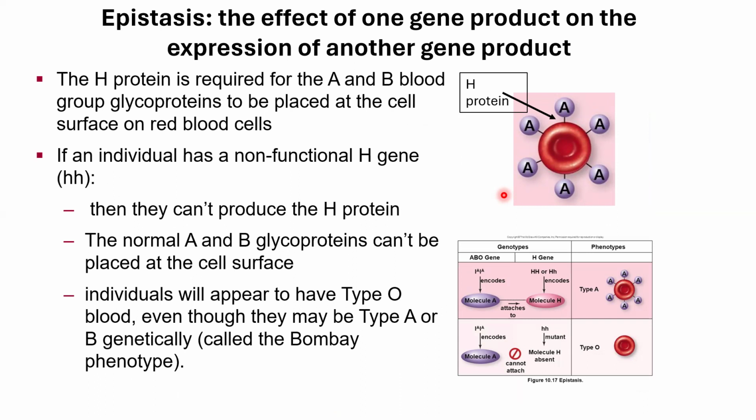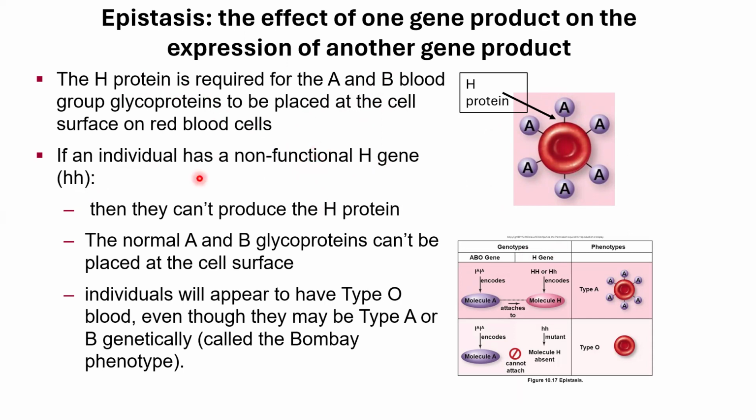It's when one gene affects the expression of another gene product. So in this case, it would be like the H protein that's required for A and B blood type to have their own little glycoprotein to keep the antigens there.